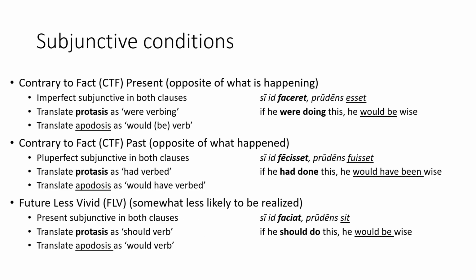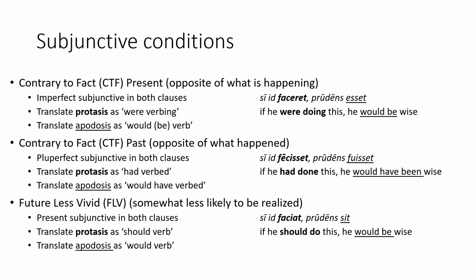In addition to the 3 indicative conditions, there are also 3 subjunctive conditions. The first is the contrary to fact, CTF present. It represents a relationship between subordinate clause and main clause that is the opposite of what is happening in reality. Both the protasis and the apodosis have imperfect subjunctives.